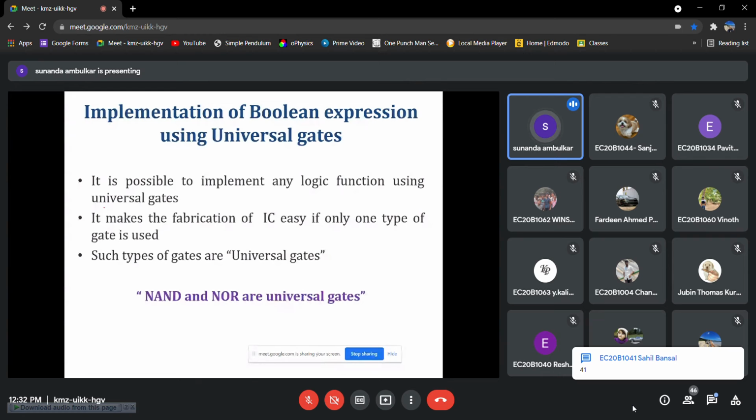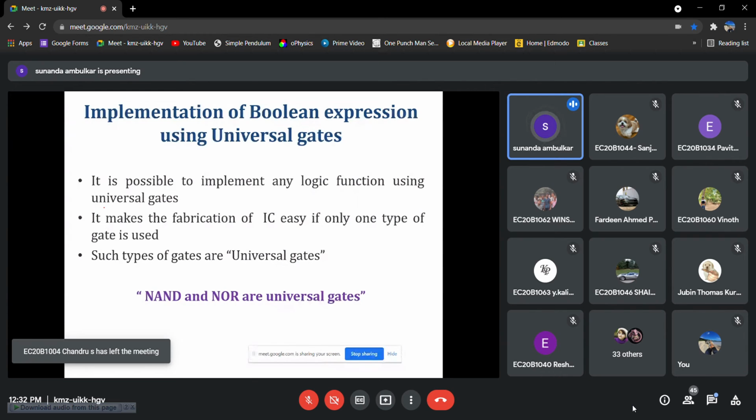So to make the fabrication easier, only one type of gate is used, so that the implementation or the fabrication becomes very simple. Okay, so for the integrated circuit, the IC, to reduce the fabrication cost and make it easier, we try to implement that particular Boolean expression in terms of only one type of gate.